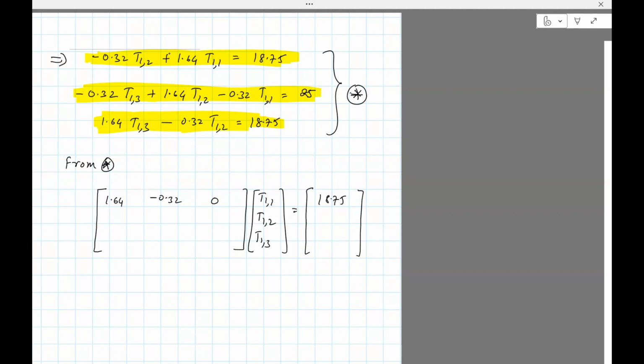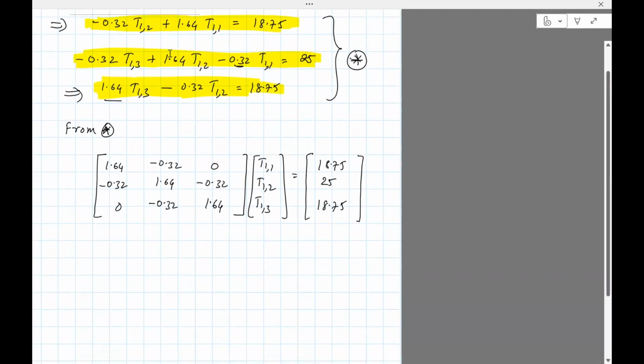Then we have minus 0.32 for T1,1 here. Then we have 1.64 for T1,2, and then minus 0.32 for T1,3. And this will be of course 25. Finally, we have nothing for T1,1 in the final equation. Then there's a minus 0.32 for T1,2, and then 1.64 for T1,3. So you see, this is what I was telling. This is an implicit equation. You'll get this simultaneous equation to solve. It's an essential part of using a fully implicit scheme.